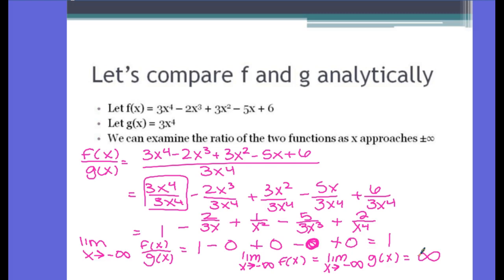What would the limit as x goes to positive infinity be in this case? This is even or odd. g of x, even or odd?